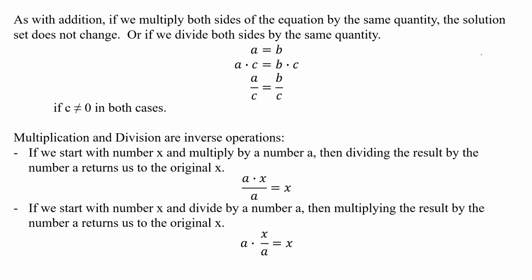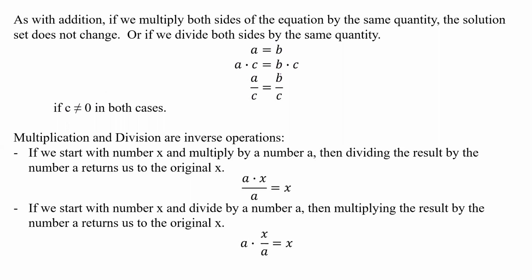So as we did with addition, if we multiply both sides of the equation by the same quantity, the solution set does not change. Or if we divide both sides by the same quantity, same thing. If we start off with a equals b, we can multiply by c on both sides, and that's an equivalent equation. Or we can divide both sides by c and also have an equivalent equation. And this is only true in both cases if c does not equal 0.